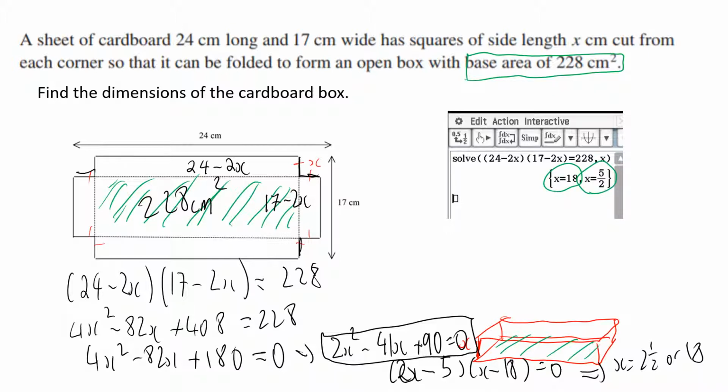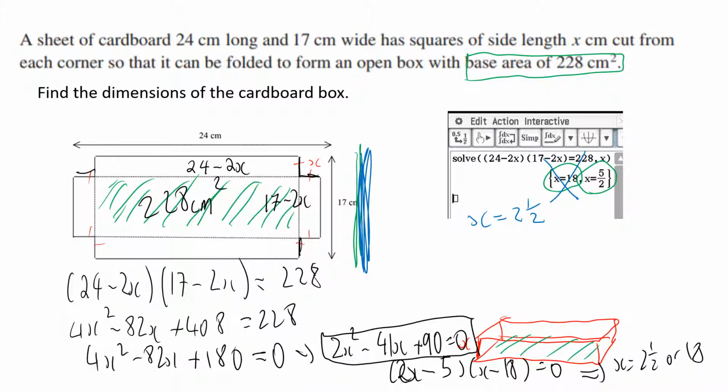Now, one of them is just not making sense physically, is it? Okay, so if I start with a side width of 17 and 24, can I really take out 2 chunks of 18 from it? I can't. Okay, and similarly, I can't even take out 2 chunks of 18 from 24 either. So x equals 18 is rejected as a possible solution. Only x equals 2.5, or 5 on 2, is feasible in this particular situation.